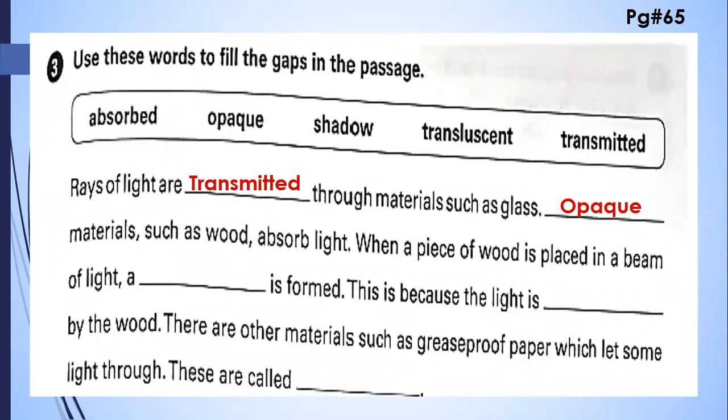When a piece of wood is placed in a beam of light, a shadow is formed over there. This is because light is absorbed by the wood. There are other materials such as grease-proof paper which lets some light through. These are called translucent materials.